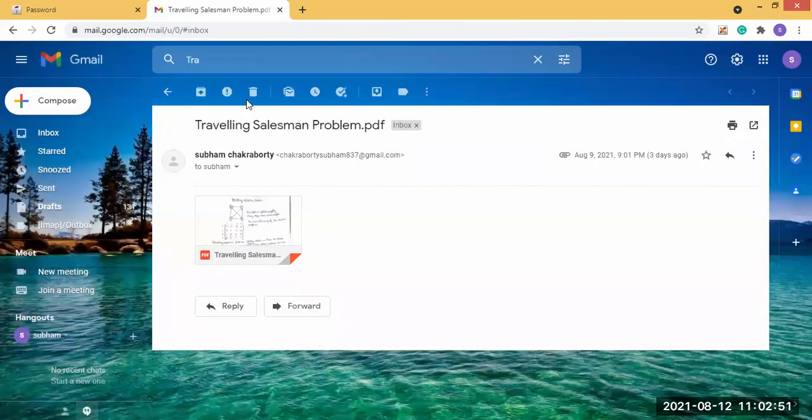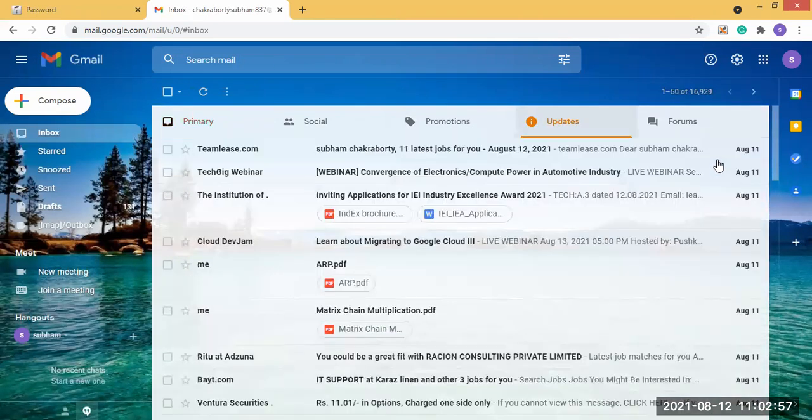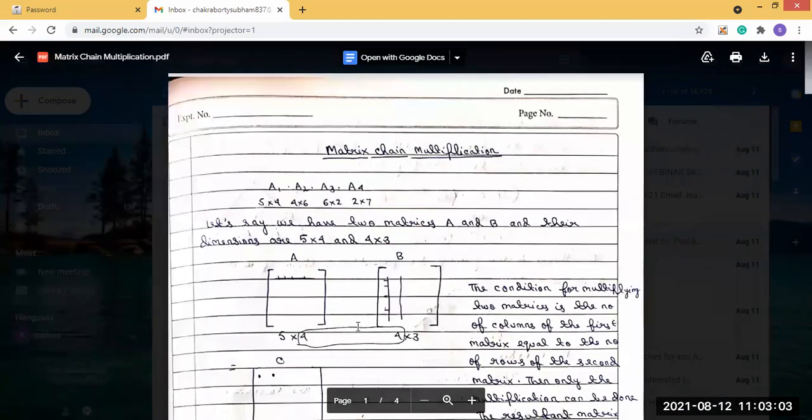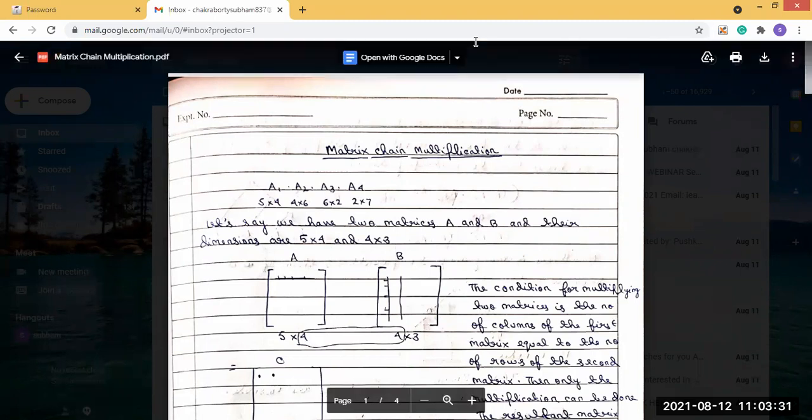Now today we will start a new topic, that is matrix chain multiplication. This is another algorithm, and today we will start discussing it. Before starting, we should first recall something known to everyone from mathematics: how two matrices are multiplied.